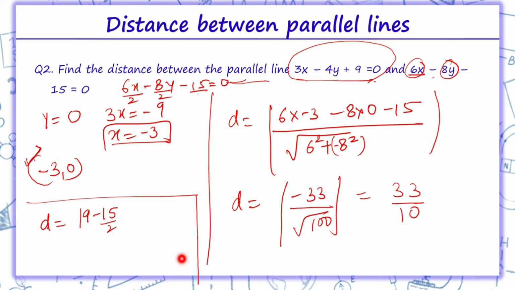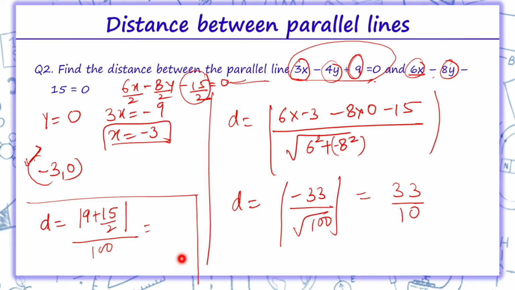We'll divide it by 2 because over here we have 3x and 4y. So the second equation also we have to bring in the form of 3x minus 4y only. Therefore when we divide it by 2, C1 for the first equation is 9, and C2 for the second equation is minus 15 by 2. So it will be C1 minus C2, upon the square root of a square plus b square. Now the values of a and b are the same for both the equations.